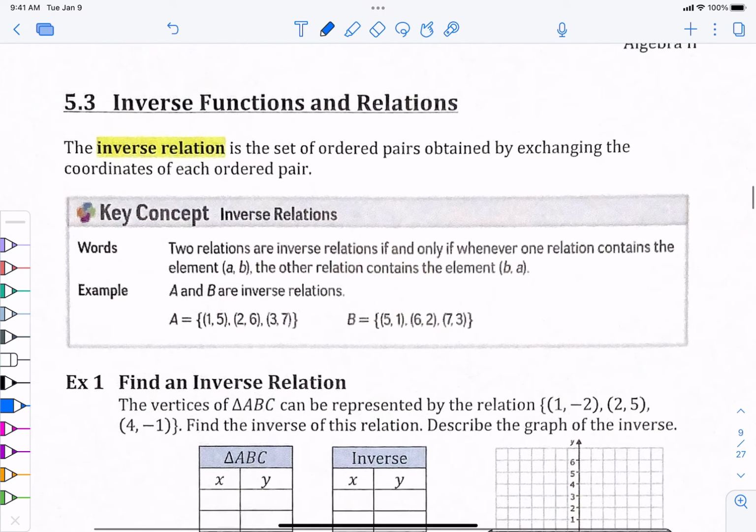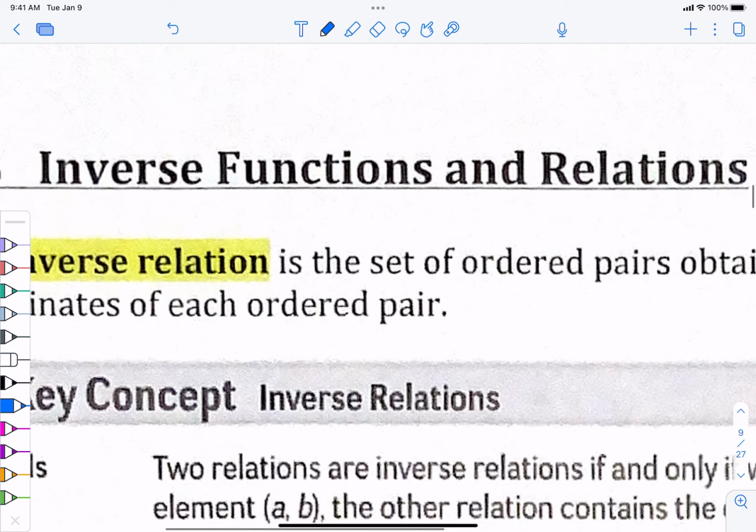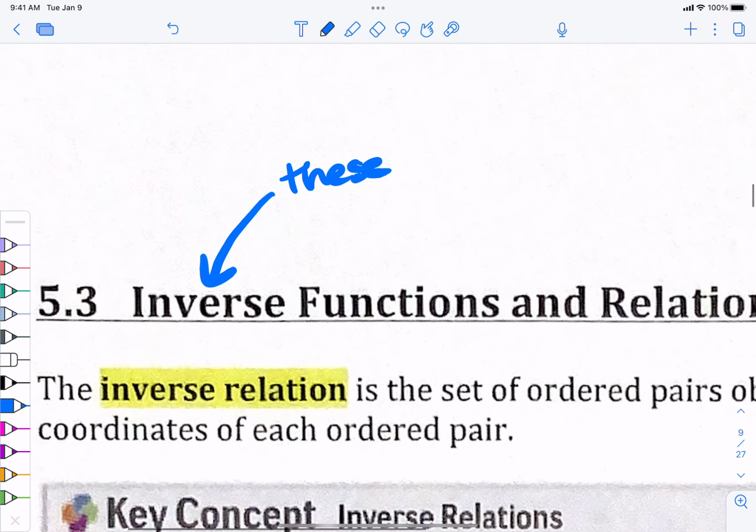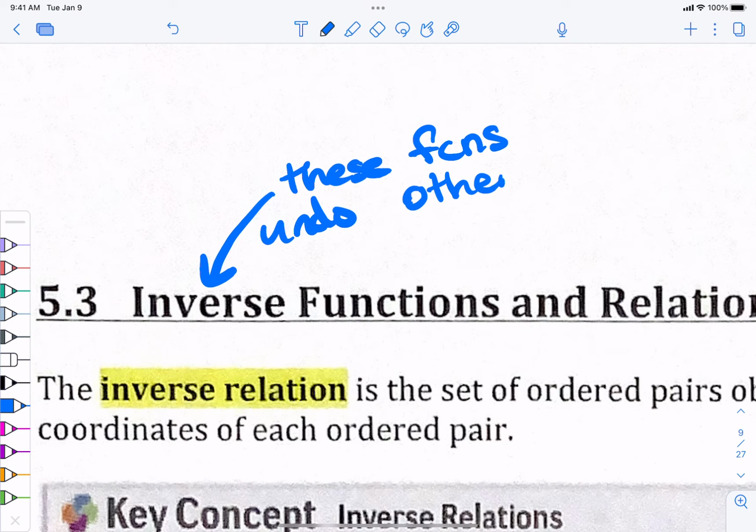Okay, so this section is inverse functions. Here we go. Last section. Make it a good one. Listen up. We'll go through this fast. Inverse functions. Here's what an inverse function is. These functions undo other functions. Okay, so 2 functions that are inverse functions undo one another. And I'll give you examples.